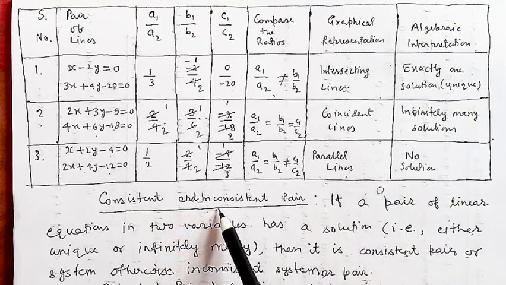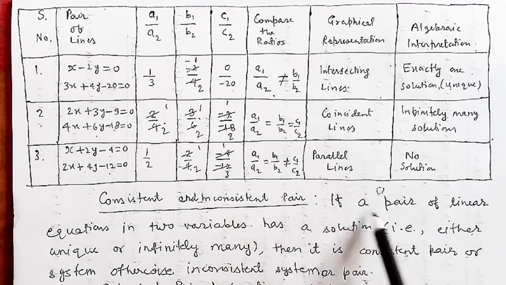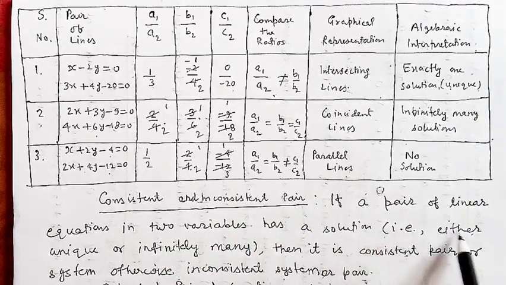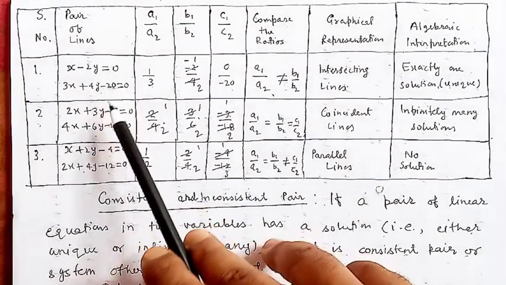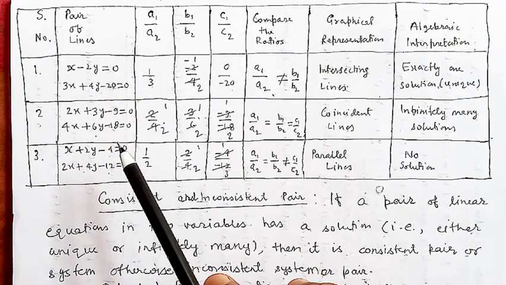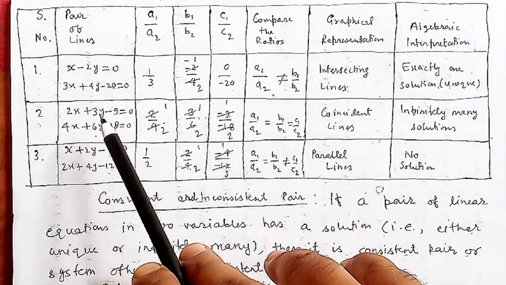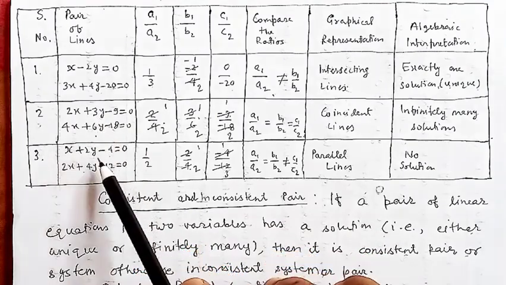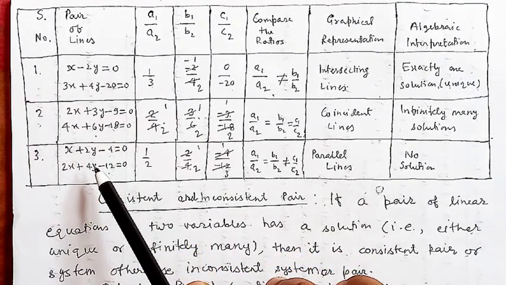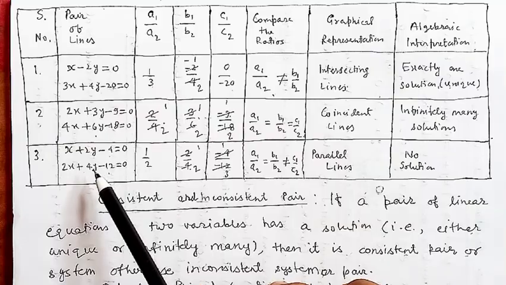Next, consistent and inconsistent pair. If a pair of linear equations in two variables has a solution that is either unique or infinitely many, then it is a consistent pair or system, otherwise inconsistent system or pair. Here these two pairs have solutions, so they are consistent systems of equations, and this pair has not any solution, so this is an inconsistent pair.